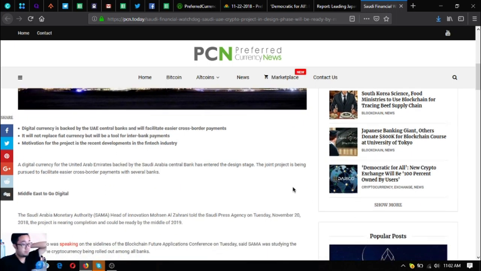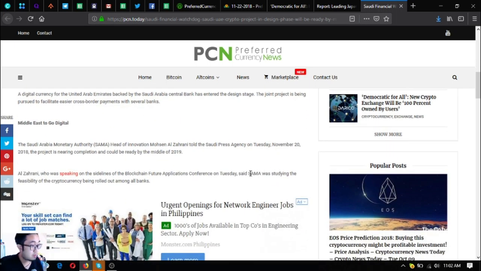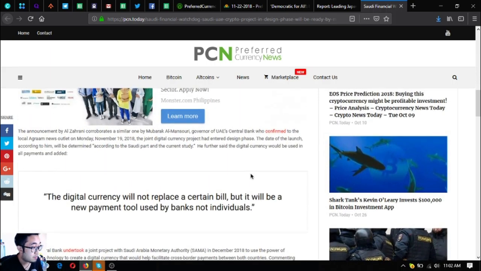digital. So the Saudi Arabian Monetary Authority, or SAMA, head of innovation, Mohsen Al-Zarani, told the Saudi press agency on Tuesday, November 20, 2018, the project is nearing completion and could be ready by the middle of 2019. Al-Zarani, who was speaking on the sidelines of Blockchain Future Applications Conference on Tuesday, said SAMA was studying the feasibility of the cryptocurrency being rolled out among all banks.